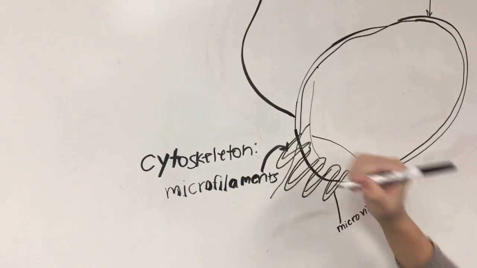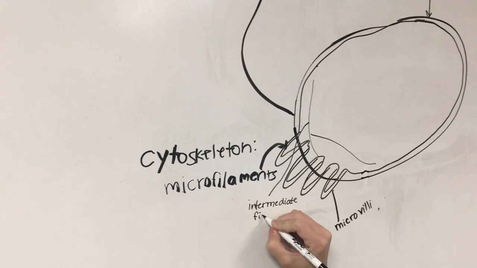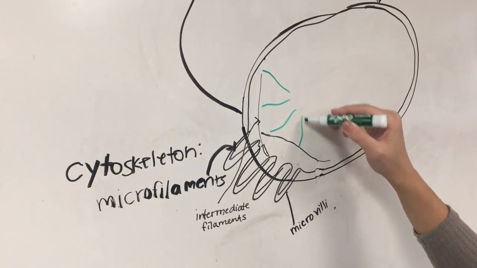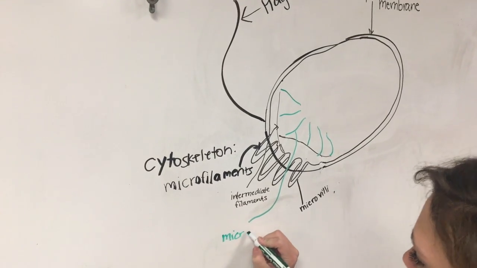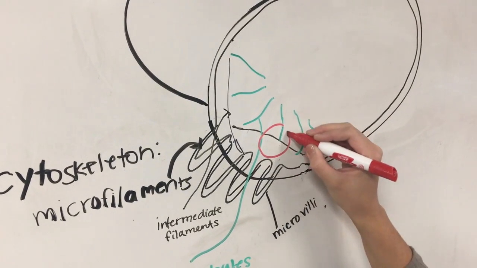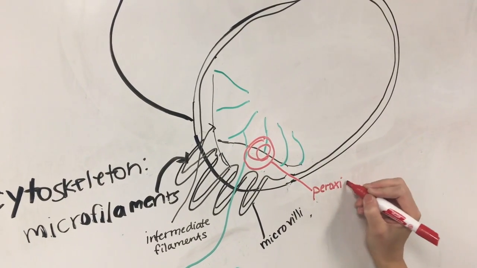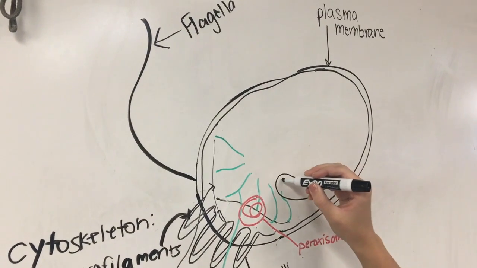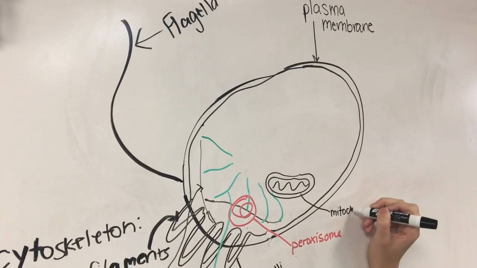Intermediate filaments provide support for the plasma membrane. The microtubules provide support and also shape the cell. They also function as routes in which organelles can move throughout the cytoplasm. The peroxisome contain enzymes that oxidize certain molecules. This reaction produces hydrogen peroxide. The mitochondria's main function is to make vast quantities of energy in the form of adenosine triphosphate.